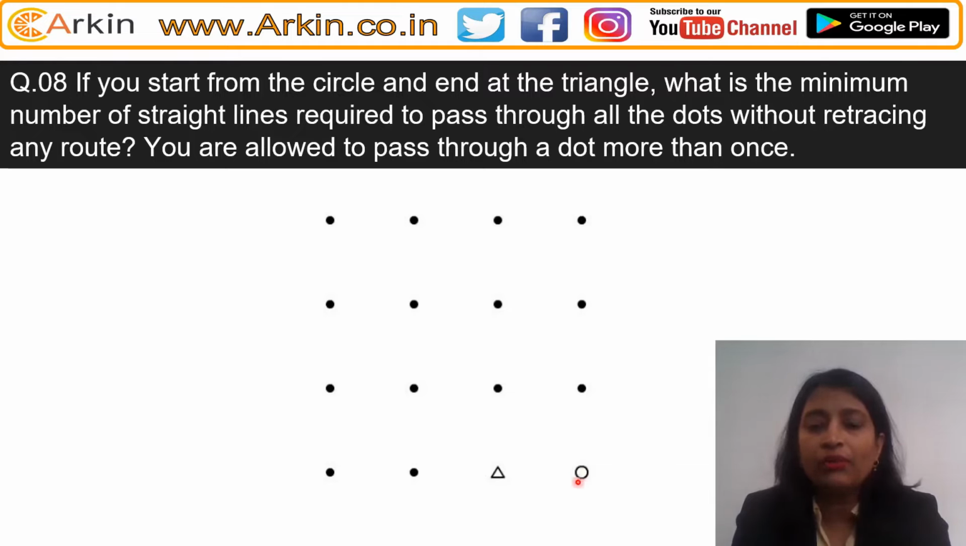So you have to start from here and you have to end here. You have to cross all the dots and you don't have to retrace any route. That means you cannot draw any line twice. But yes, you can cross any dot more than once.